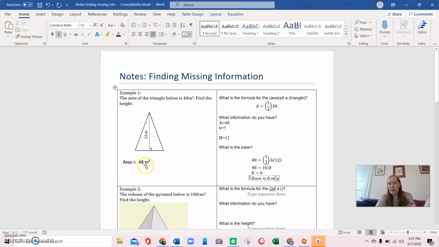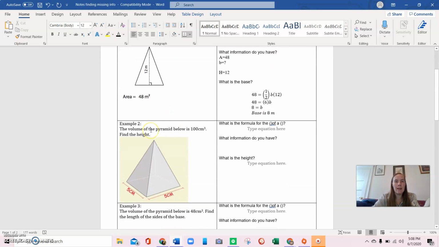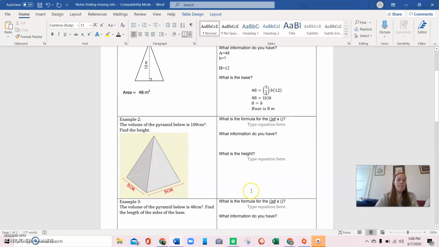So notice how we're working in meters squared here. So this is 8, and that's it. We're just combining what we've been doing. So that's with area.